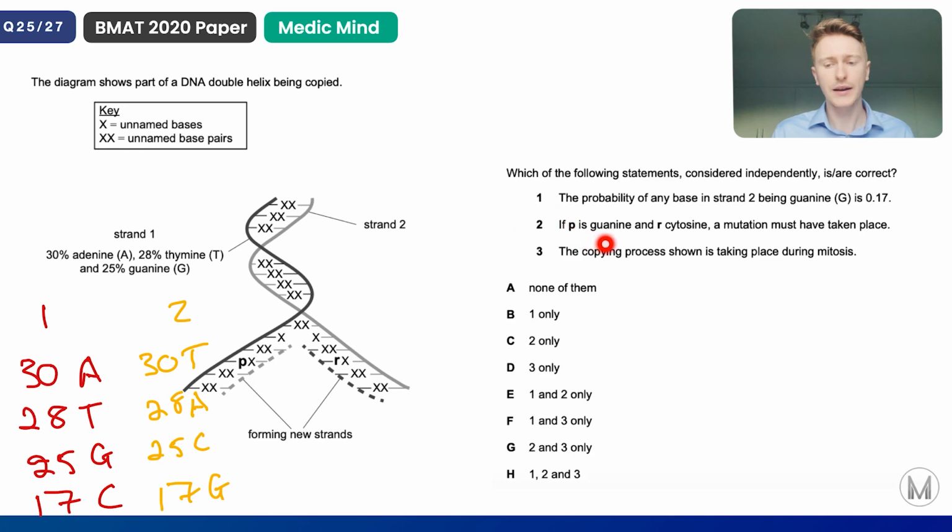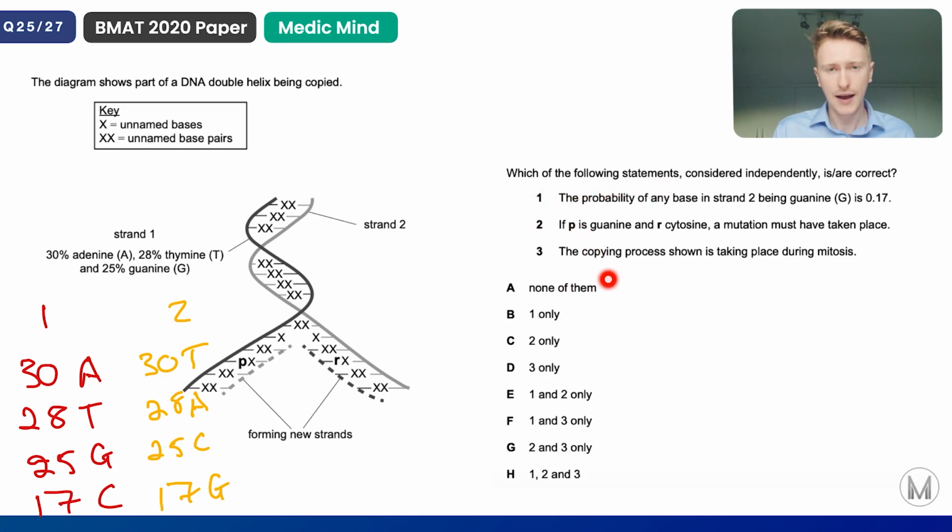2. If P is guanine and R is cytosine, a mutation must have taken place. If we look at it a little bit more deeply, if P is guanine, that's on strand 1, the corresponding base on strand 2 is this X here. So this X must have been cytosine. So when the new strand is formed, R must base pair with cytosine, so it must be guanine. Therefore, if R is cytosine and not guanine, then clearly a mutation must have taken place because we've got an error in the DNA code. So 2 is also true.